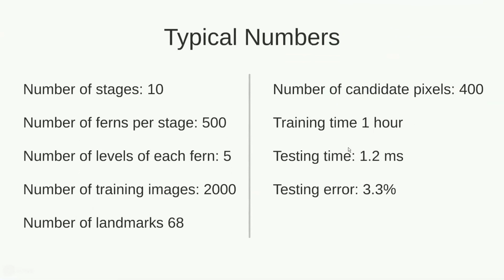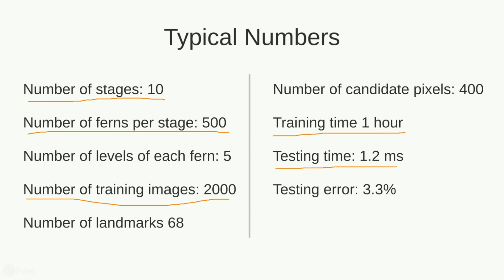So in this slide, we show the typical numbers of this method. Now, most of these numbers can be adjusted. We can say we don't want 10 stages, we want 9, we want 8, we want 12. But these are the typical numbers. And a few things to pay attention to. The number of training images around 2,000 would be good enough. 1,000-something is also very good. And the training time on a PC would be around an hour. And the test time on a current day PC would be around 1.2 millisecond.